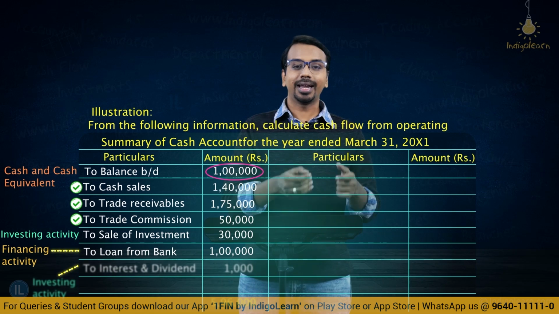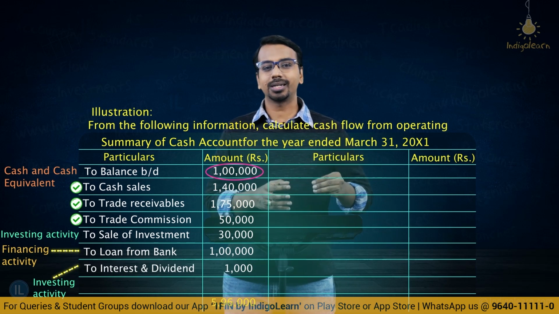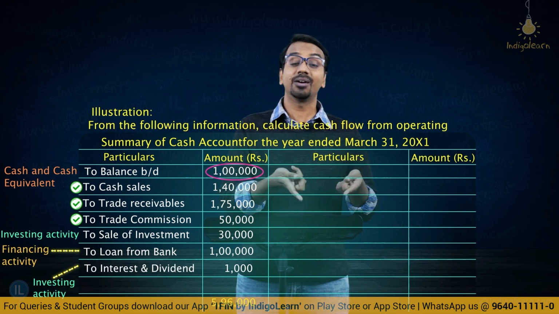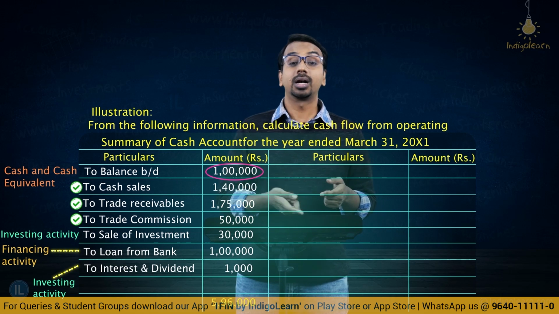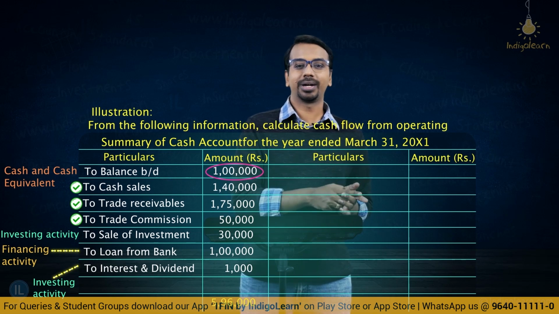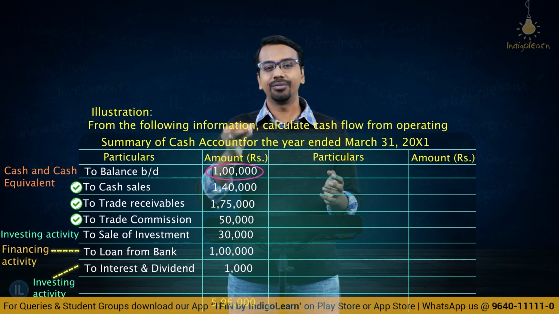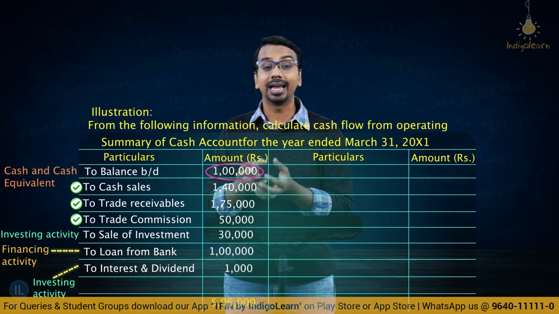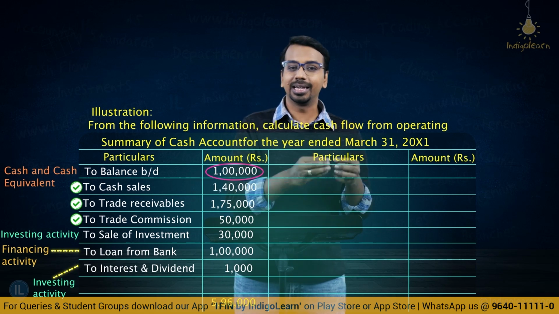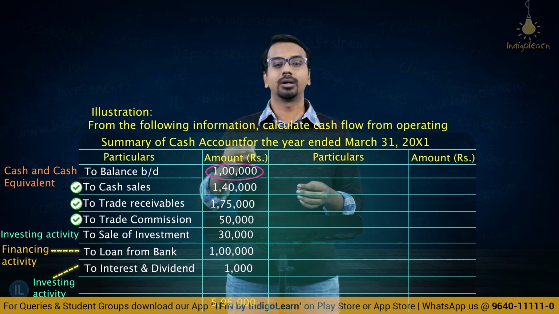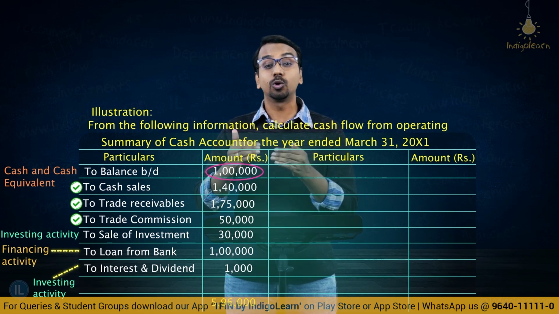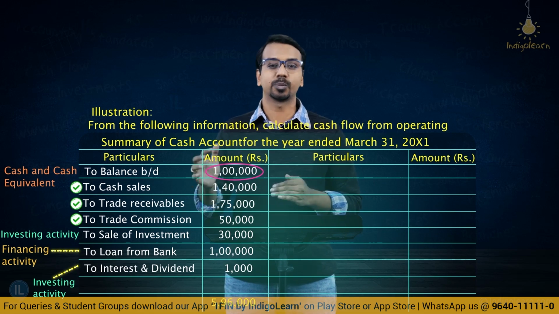To interest and dividend 1,000. Now to interest and dividend on the debit side means I have received. It is an income. But is it an income related to operating activity? Generally, we get dividend on shares and shares are held as investment. Generally, interest we receive either on FDs or on debentures that we have invested. Again, those are generally held as investment.